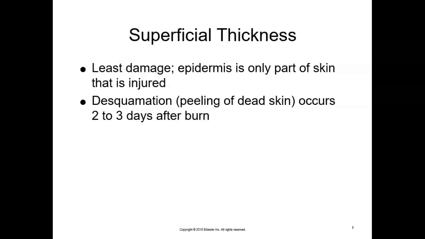These wounds are caused by prolonged exposure to low-intensity heat, like a sunburn, or short flash exposure to high-intensity heat. Redness with mild edema, alterations in comfort, and increased sensitivity to heat occur as a result. Desquamation is the peeling of dead skin, and that usually occurs 2 to 3 days after the burn. The area heals rapidly in 3 to 6 days without a scar or any other complications.